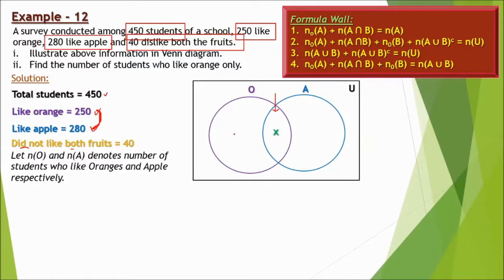Here you know how to write it. It is 250 minus x. Here you know how to write it. It's 280 minus x, and we have this number. This number is outside of the ring, isn't it? Did not like means outside of the ring. Now let's copy the information from the Venn diagram.